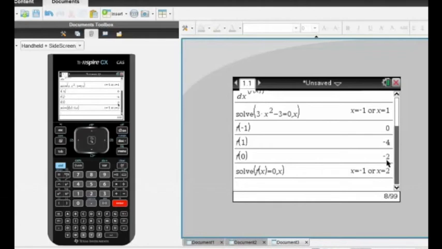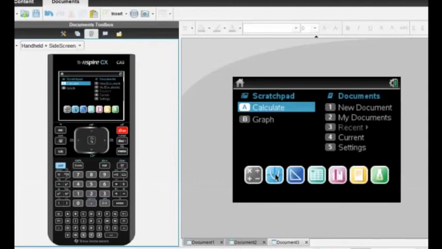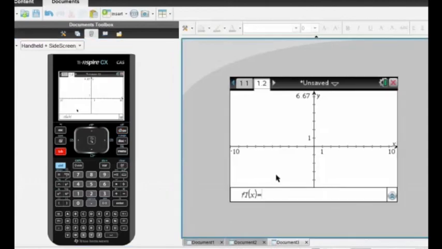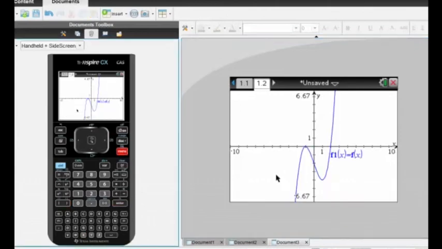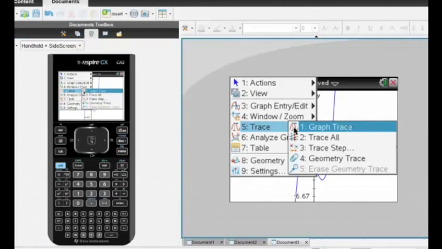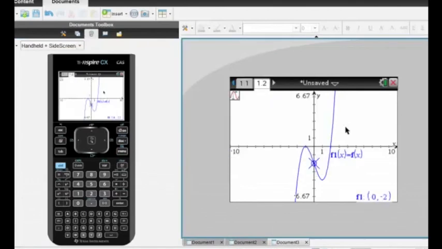You've now got all your points, all your intercepts, and all your turning points. You can go and plot them on the graph. Using a graphs page, what we do is we go home, go to the graphs page, press tab. Now we've already defined f of x, so we just type in f of x, and up it comes. Now we go menu, trace, graph trace, and we go along.